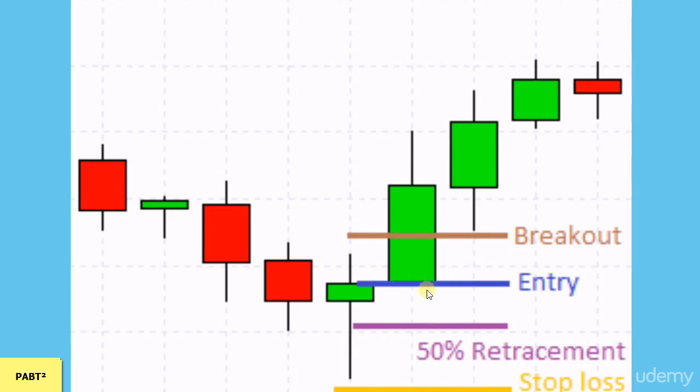Okay, so with the 50% retracement, your stop loss will be really short, but you encounter the risk of not being executed in the case the market doesn't retrace. So here it doesn't retrace. But in PABT Square, we found a solution to increase the odds of being taken in a move and risking a little if the market retraces. So we called it the dual trade. So let's talk about it in the next video.